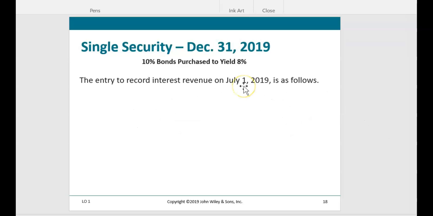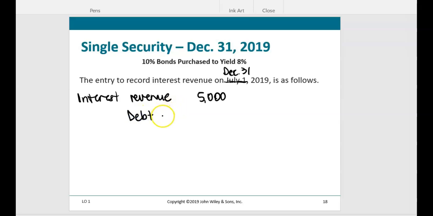What about the entry for interest revenue? The slide here obviously should say not July 1st, but December 31st. We just recorded the entry for July 1st. Now it is December 31st. We're about to put together our financial statements, and we need an adjusting entry to record the interest revenue. Debit the account interest receivable. We'll get the cash tomorrow. Again, $5,000 for the same reason as we calculated the cash receipt 6 months ago. Credit to reduce the debt investments account for the amortization of the premium.